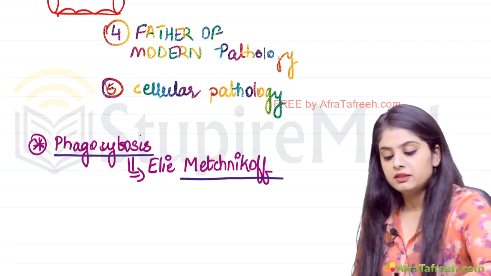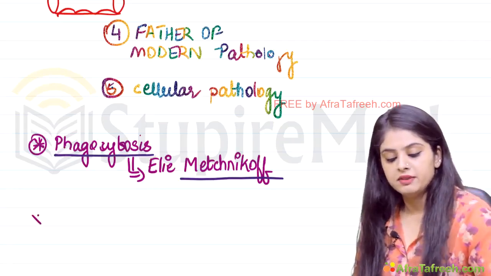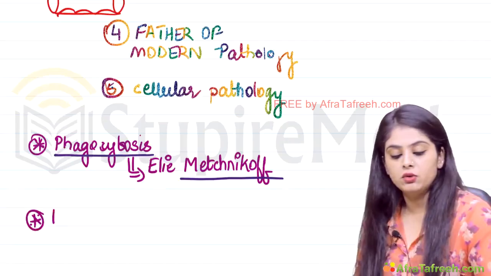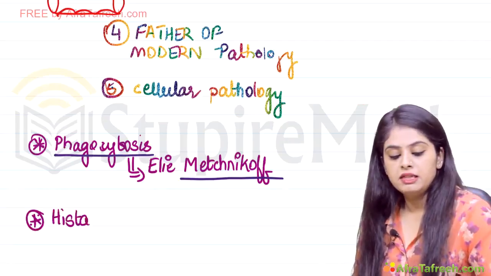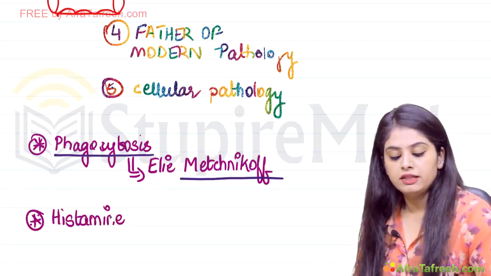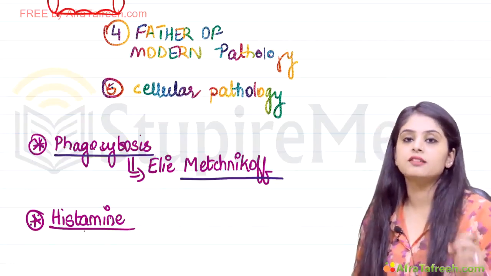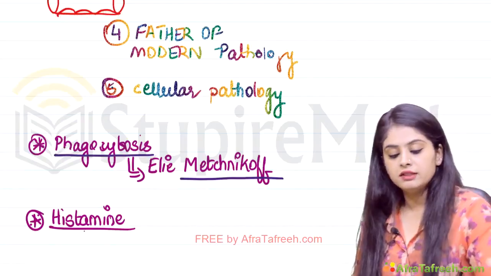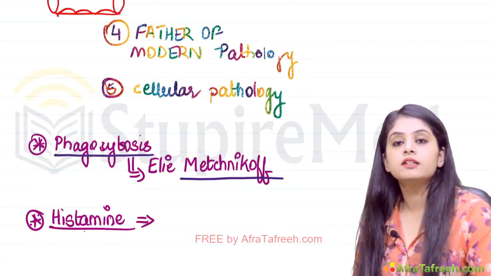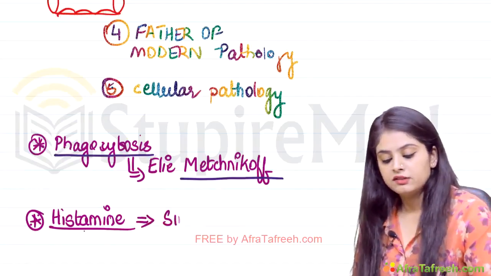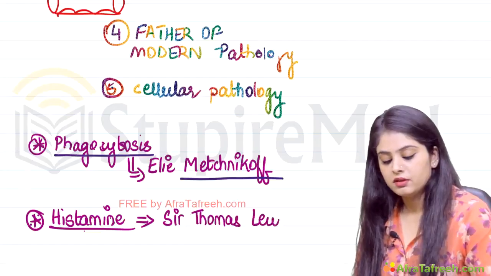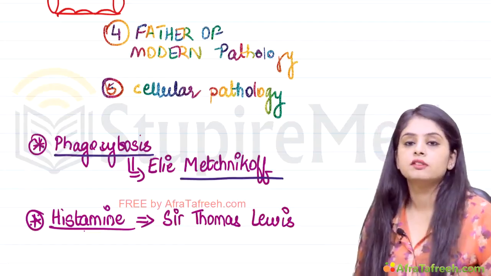The next thing, the last scientist that we need to know. There is one mediator that we will be reading a lot today, that is histamine. One of the very important mediators of inflammation is histamine. Who gave us the term histamine, or who discovered histamine? That was Sir Thomas Lewis.